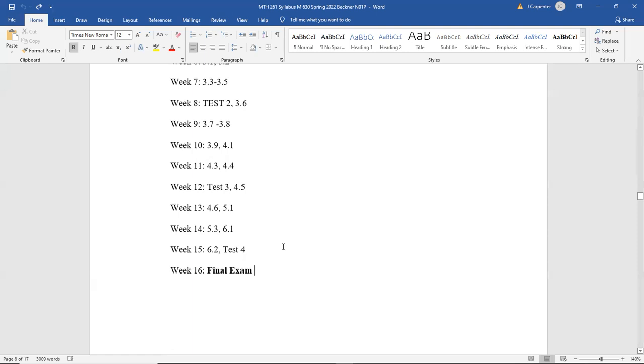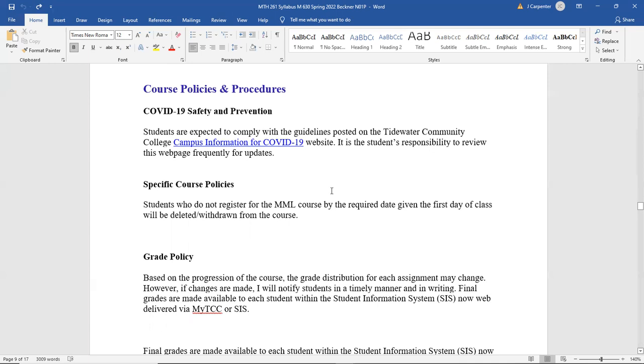COVID policies, I think this should be pretty normal for everyone at this point, unfortunately. Fortunately, we don't have to worry about you not coming to class if you're sick or anything like that. If your tests are interfered with because you're sick, you can let me know. Doctor's notes are required to get makeup tests, but I will certainly do that for you if necessary.